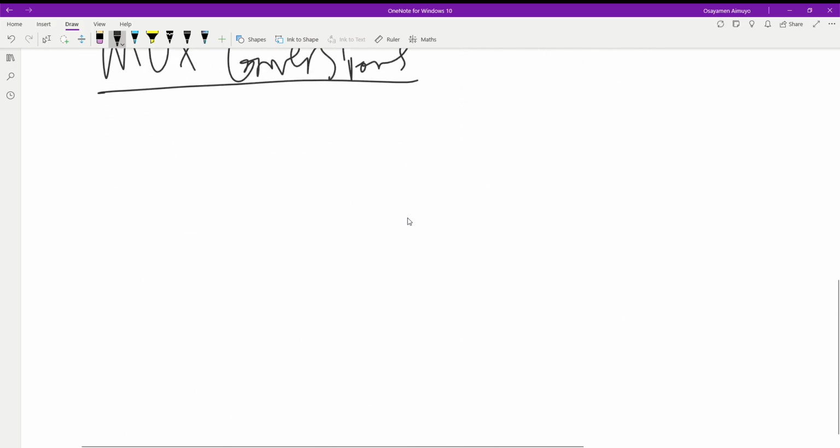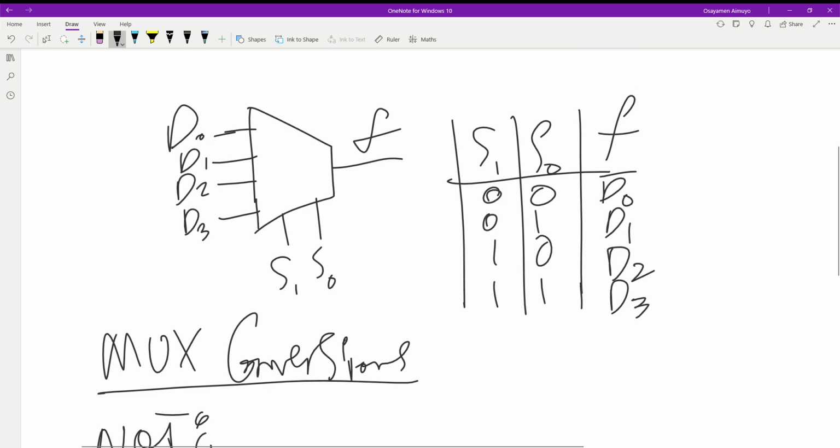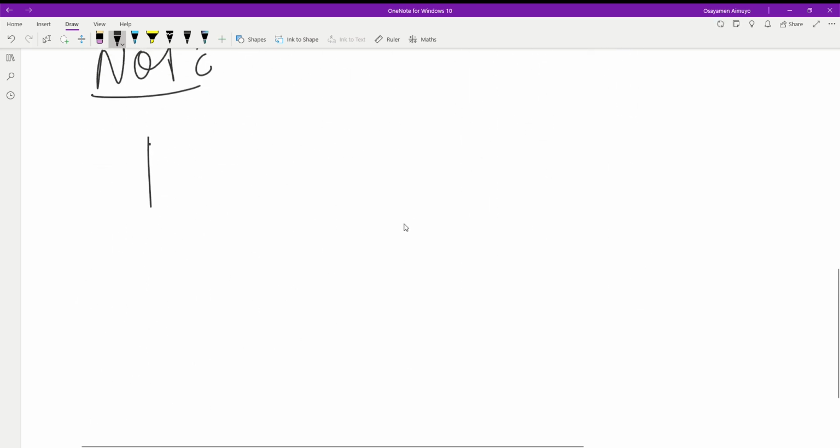So let's start with the NOT. I'm going to call these 2 by 1 mux conversions, because that's what we're going to be dealing with. Okay, so for the 2 by 1 mux, you only need one select line, remember?